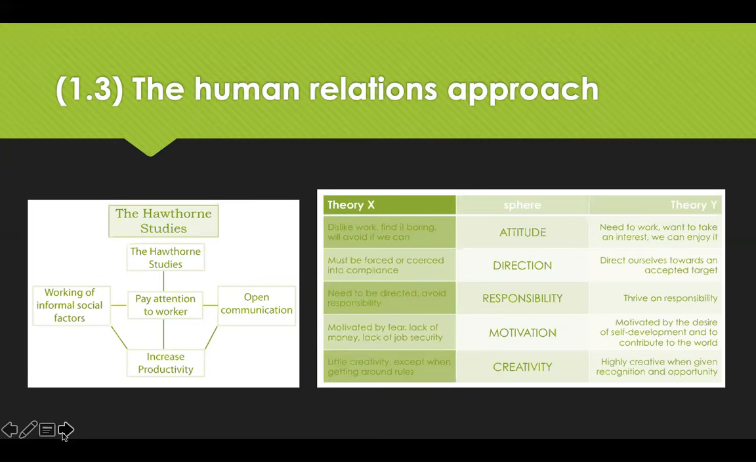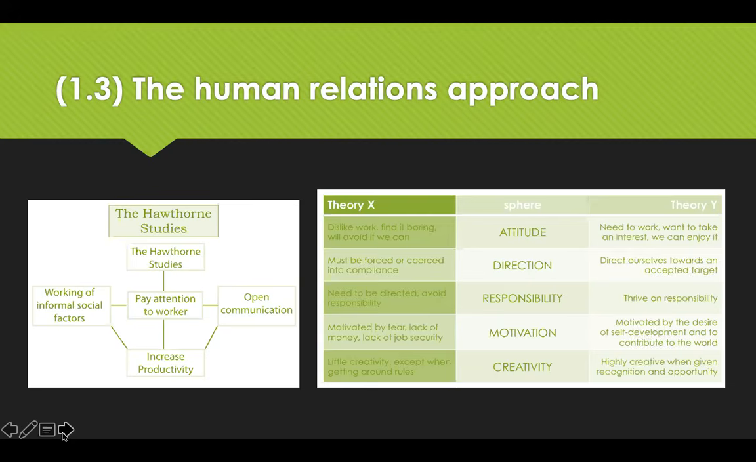We then have the McGregor X and Y theory. So McGregor was looking at the way employees are in terms of their attitude, direction, responsibility, motivation and creativity. I guess it's linked to that coercion theory of getting things done, where the theory X person doesn't like work, is forced or coerced to comply, needs to be directed and avoids responsibility, motivated by fear, lack of money and job security, and has very little creativity except when getting around the rules.